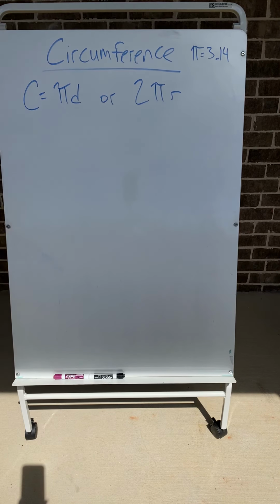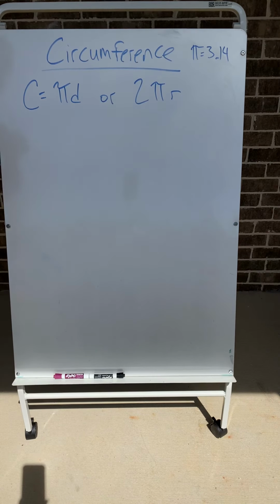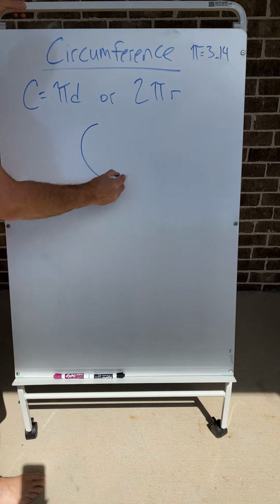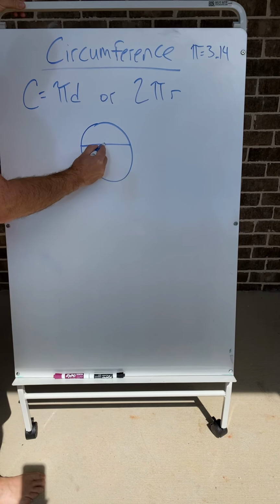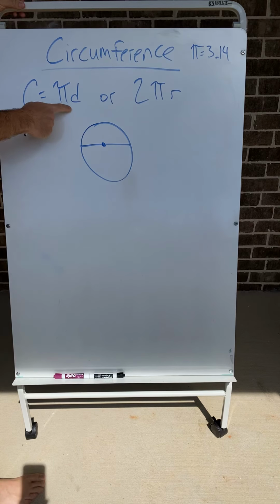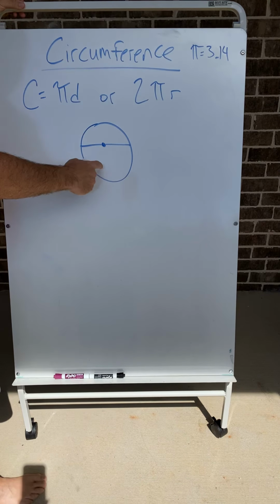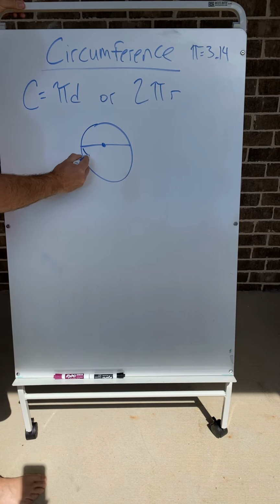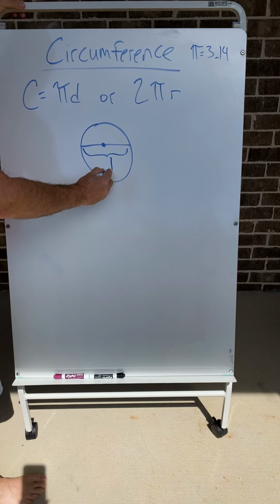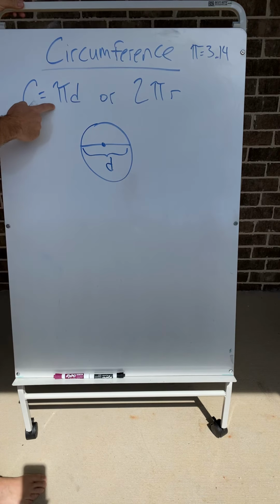Okay, so today we're going to talk about circumference. With circumference, you have two different formulas you can use depending on what they give you. Because on a circle, they can give you the diameter, which if so, we're going to use the first formula, or they can give you the radius. So if they give you the whole thing, that's going to be your diameter. If so, use your first formula.